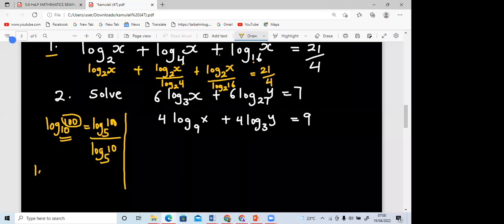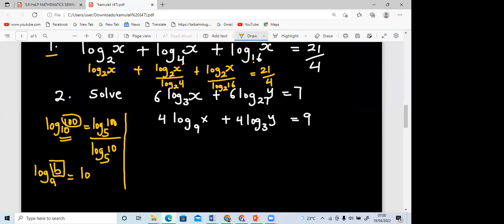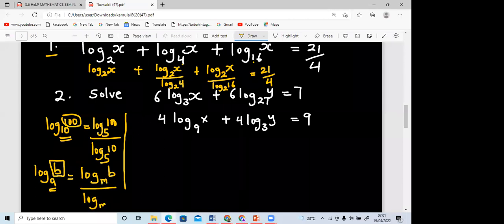So the rule that you have to understand is that when I have A and this is B, I have my base as A and the number as B. In case I want to write it to any base of my choice, then this number I have here is the one that must be at the top, and then the number I have here is the one that must be at the bottom. So meaning I can have log M of B divided by log M of A. Hope you have understood.